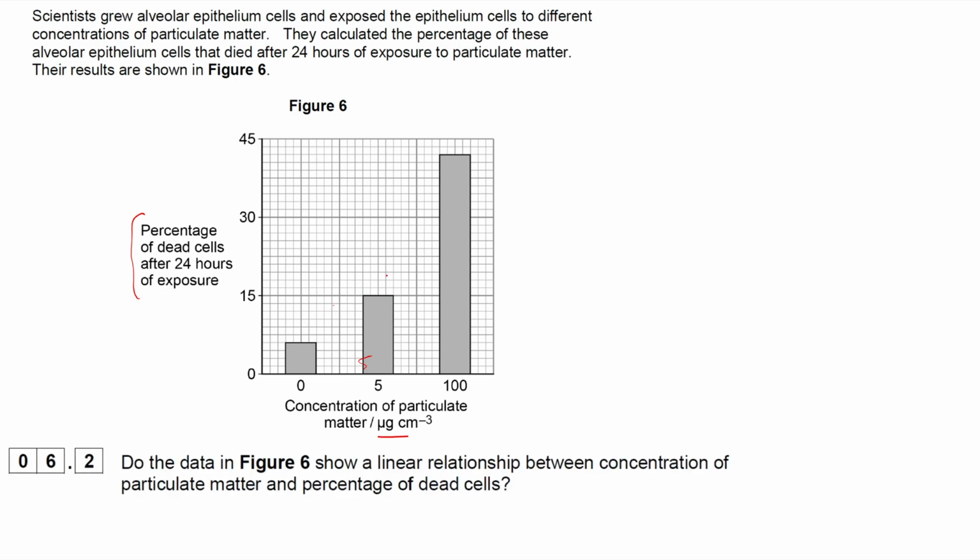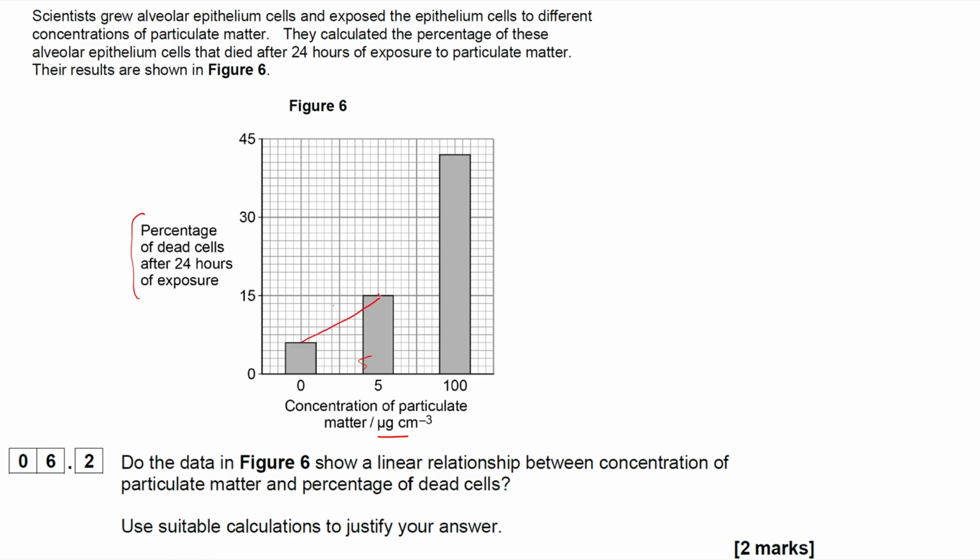Now the question is, do the data in figure 6 show a linear relationship between concentration of particulate matter and percentage of dead cells? Use suitable calculations to justify your answer. So one thing is very clear, that as we increase the concentration of the particulate matter, it increases the percentage of dead cells. But is that a linear relationship or not? If it's a linear relationship, then we will see the same trend, for example in the slope. If the slope or gradient between 0 and 5 and between 5 and 100 is the same, that means there is a linear relationship. Okay, so the slope between 0 and 5 would be something like that.